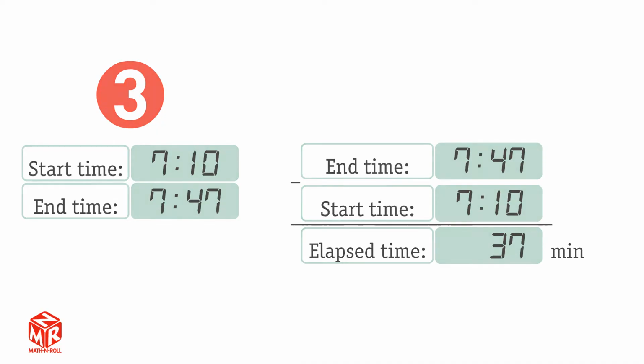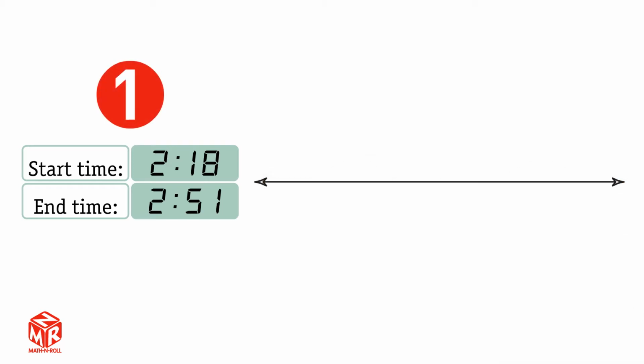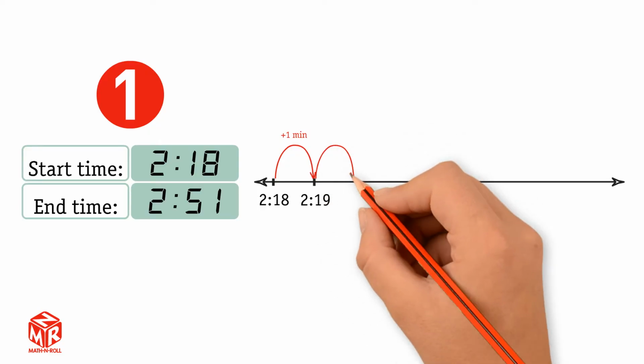Let's try another example. The start time is 2:18, and the end time is 2:51. Let's use the number line strategy. Begin at the start time. We start at 2:18, so let's skip count by ones to get 2:20, which is a friendly number.